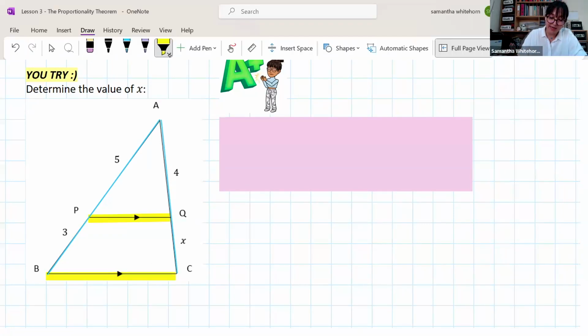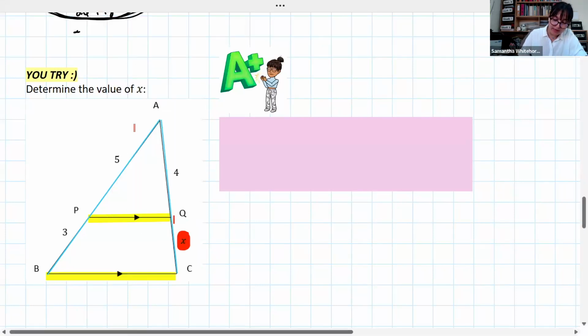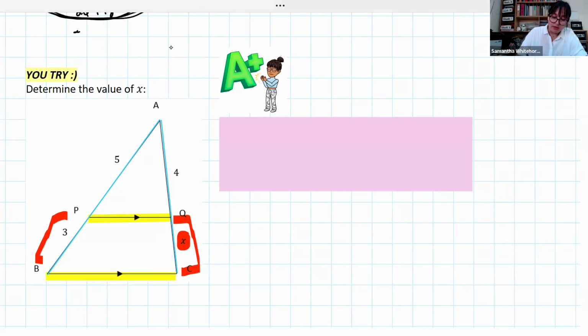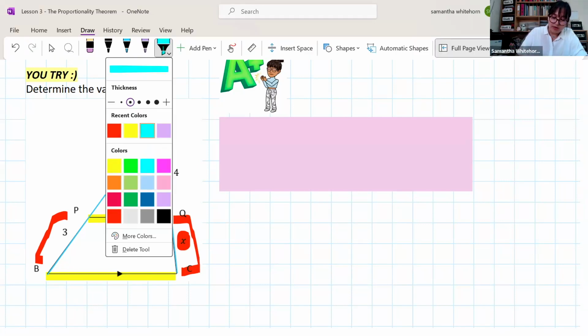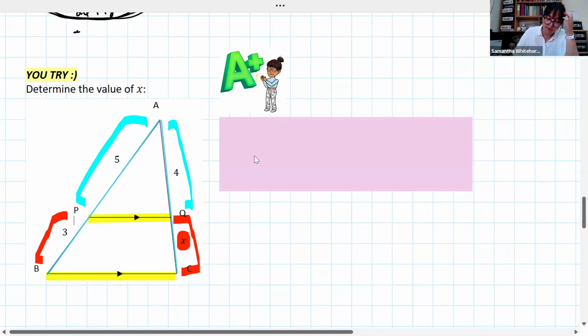We're looking for X, so that will go in the numerator of our first fraction. And X is the side QC, so that corresponds with PB. And then the other bit of information that we have is AQ and AP. Now, again, you could use the whole length AB and the whole length AC, but you're making it more complicated. I'll explain why in a second, but use the information you have.